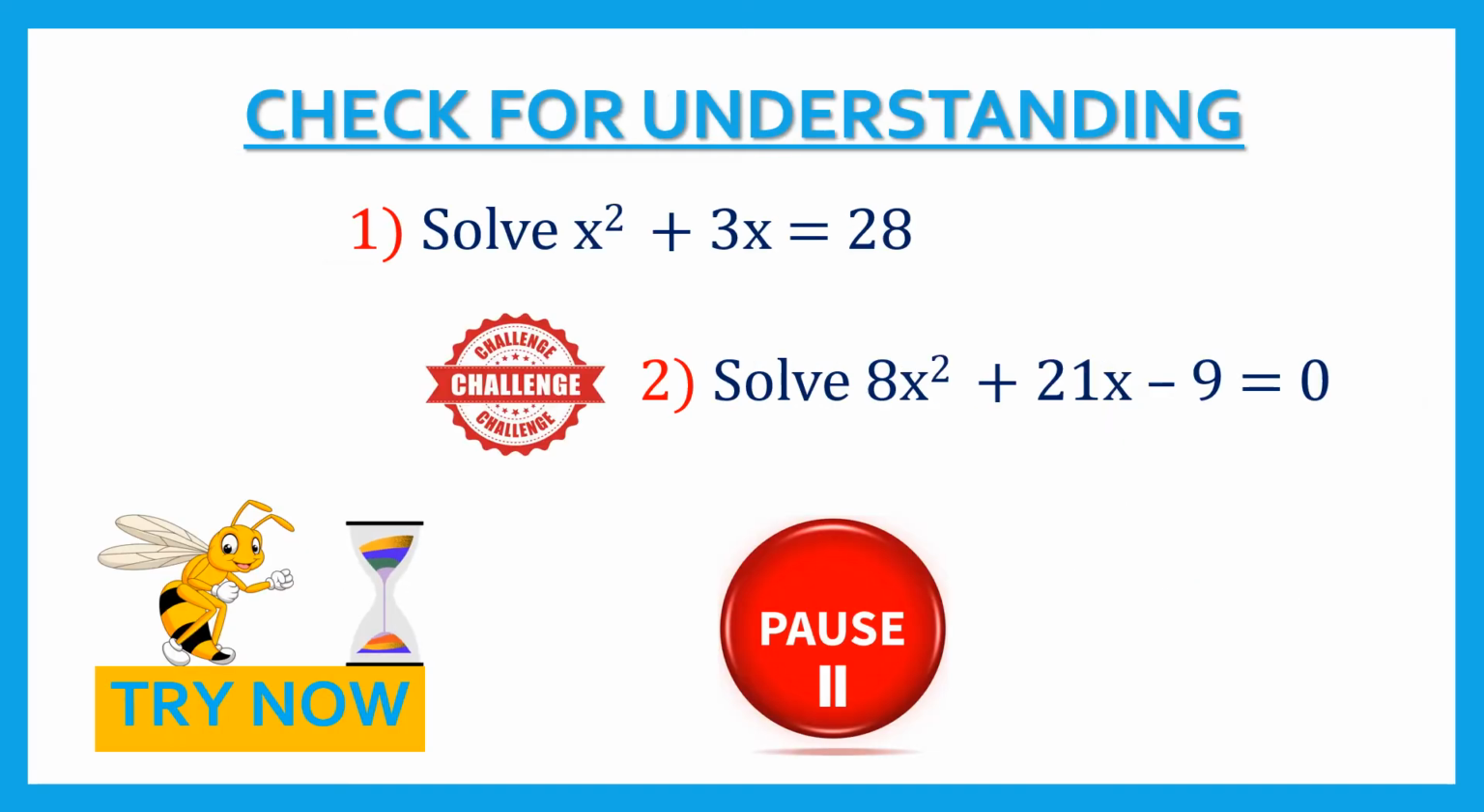Now let's go ahead and check for understanding. Go ahead and solve x squared plus 3x equals 28. And for a challenge, go ahead and solve 8x squared plus 21x minus 9 equal to 0.